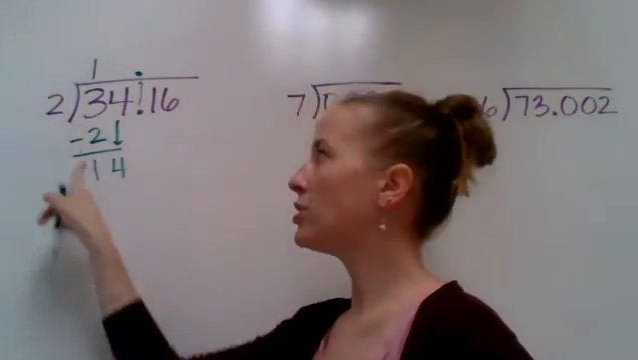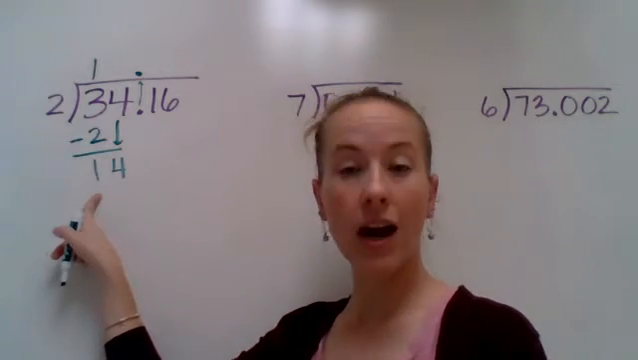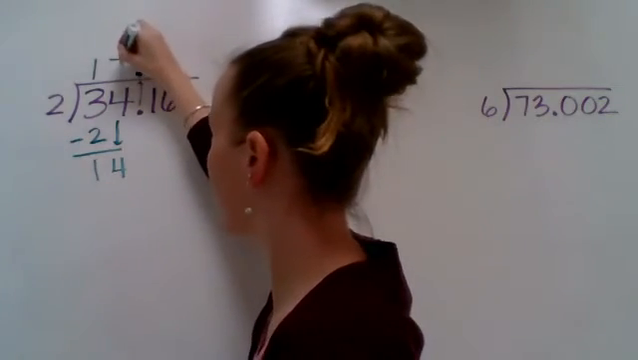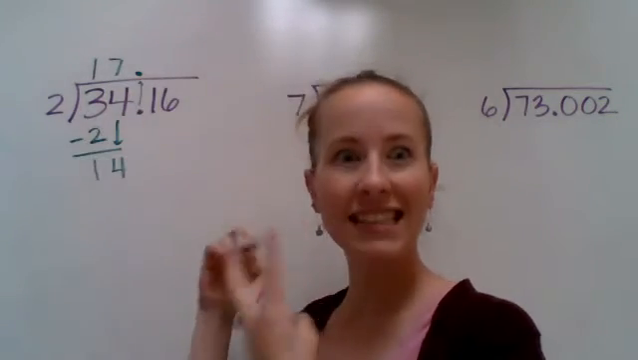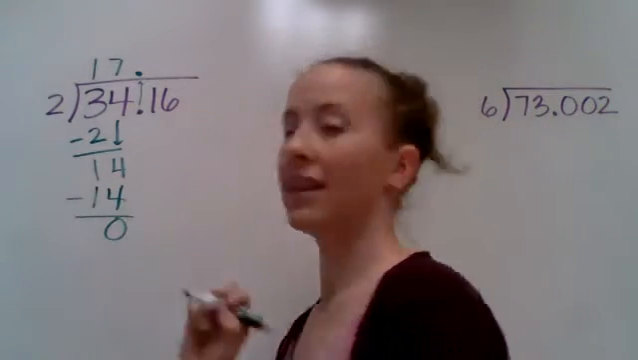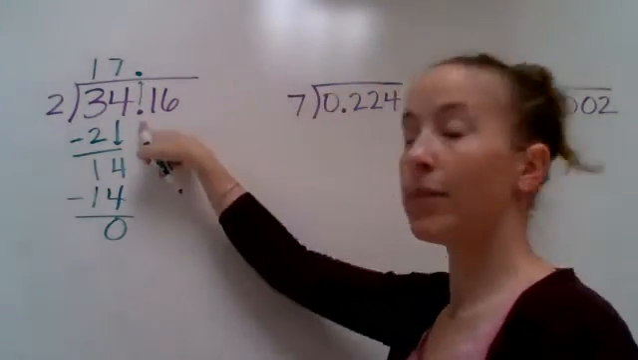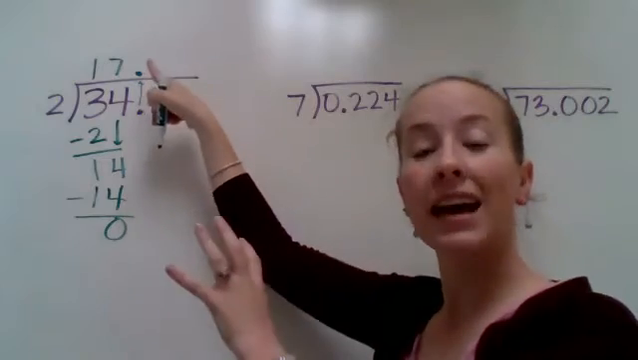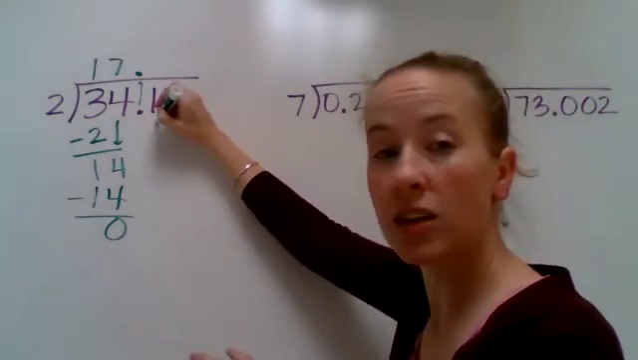Okay. So how many 2's go into 14 without going over? I know the answer is 7. 7 times 2 is exactly 14. So when I subtract, there is no remainder. Now remember, we're going to ignore our decimal because we already have it placed in the right spot. So I'm going to continue with my digits.